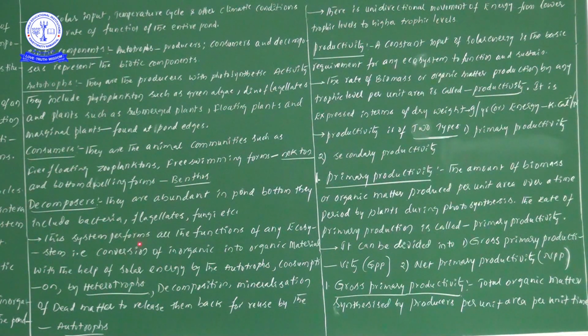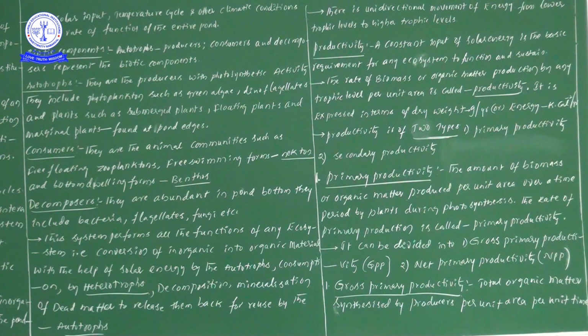Now, this system performs all the functions of any ecosystem: the conversion of inorganic matter into organic matter with the help of solar energy by the autotrophs, consumption by heterotrophs, and decomposition and mineralization of dead matter to release nutrients back for reuse by the autotrophs.